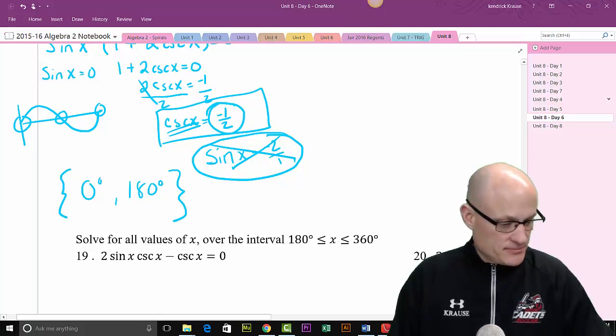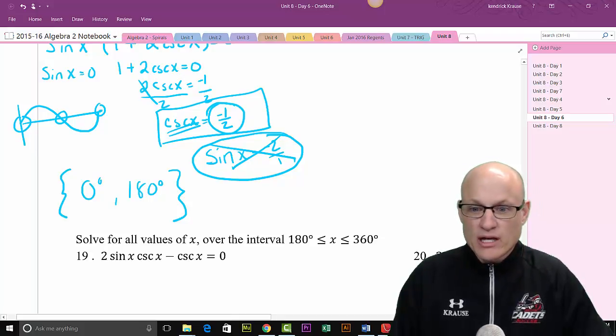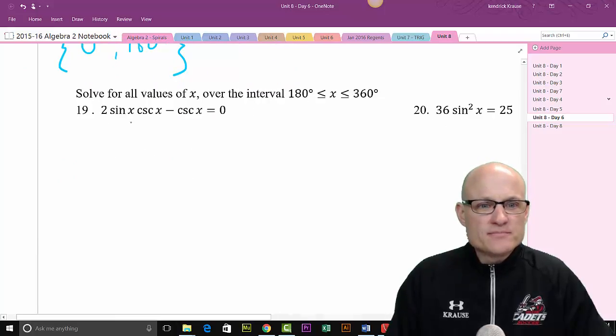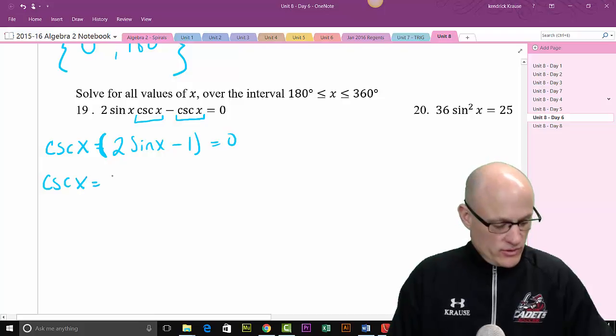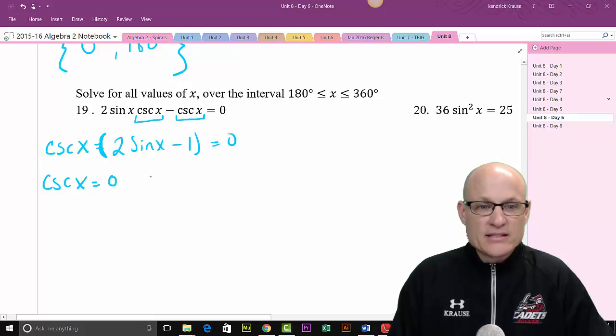That was 17. We got one left, kiddies. GCF. In this case, we got a GCF, cosecant. Might be interesting. So cosecant x equals 0, and 2 sine x minus 1 equals 0. So we're going to do cosecant x equals 0 and 2 sine x minus 1 equals 0. This one just gives me sine x equals +1/2. We'll come back and talk about that one.